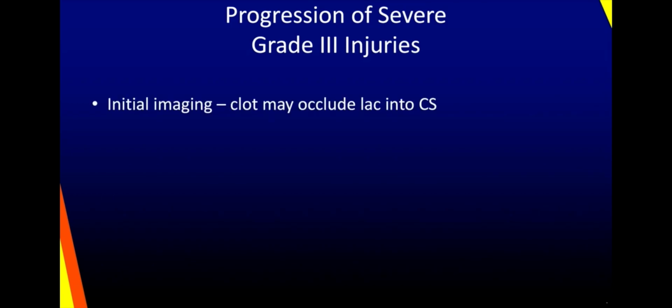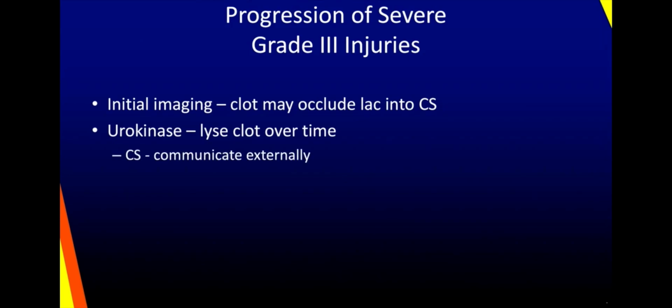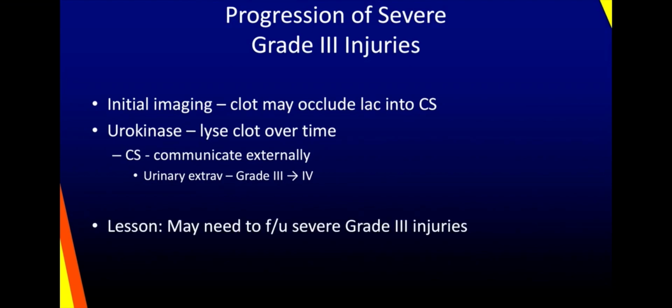This is an example of the progression of severe grade 3 injuries. On initial imaging, a clot may occlude a laceration extending into the collecting system. Urokinase can lyse this clot over time, allowing the collecting system to communicate externally, and urinary extravasation to occur, thus upgrading an injury from a grade 3 to a grade 4. Our lesson is that we may need to follow up severe grade 3 injuries.